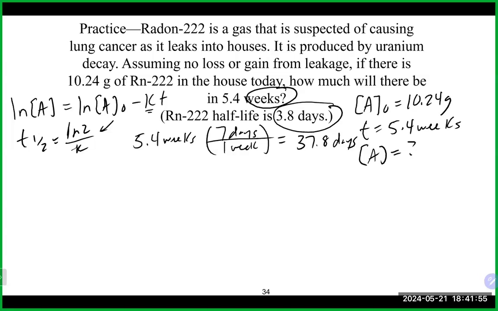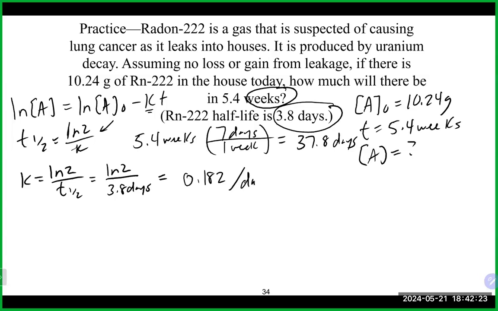So with that, I'm going to leave my half-life in days and use my half-life equation to once again solve for my k. That's going to give me the natural log of 2, which is 0.693, divided by 3.8 days. And that will get me 0.182, again reciprocal days here. So now I have everything that I need.